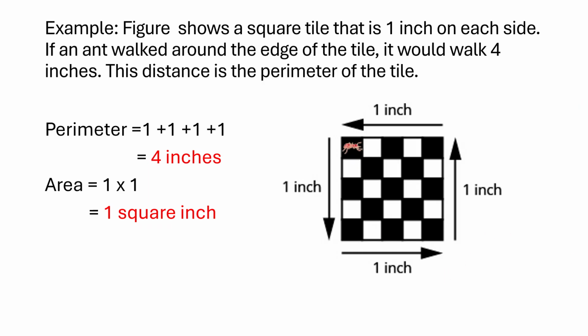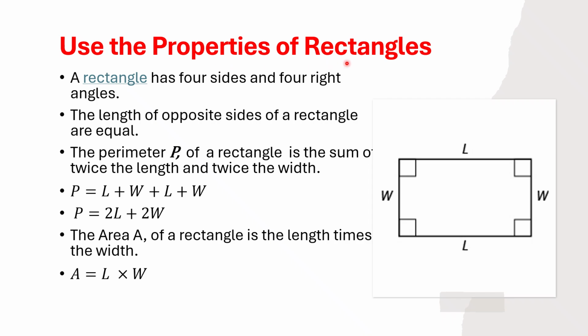Now let's use the properties of a rectangle. A rectangle has 4 sides and 4 right angles, as you can see from this illustration here. We have this rectangle, and these are the 4 sides. We have the length L, we have the opposite side L also, and we have here the width W, and the opposite side is width or W. And these are the angles. These are the 4 angles.